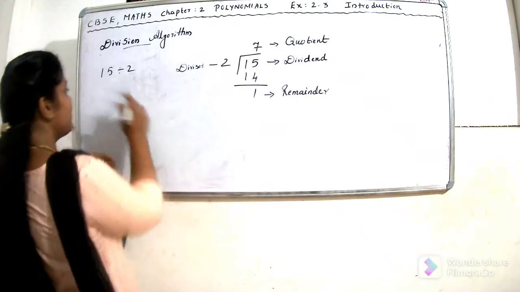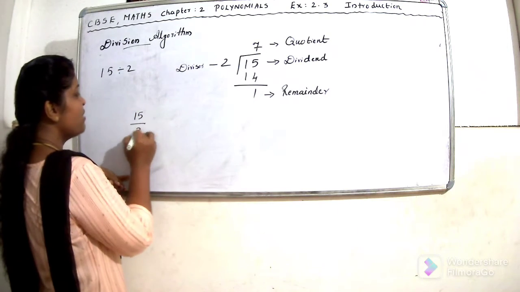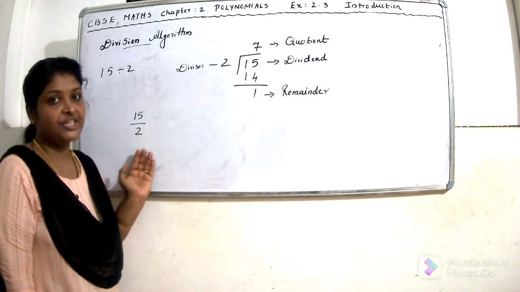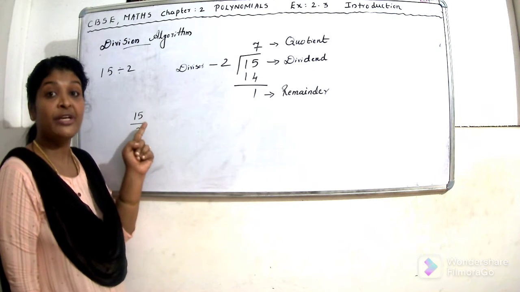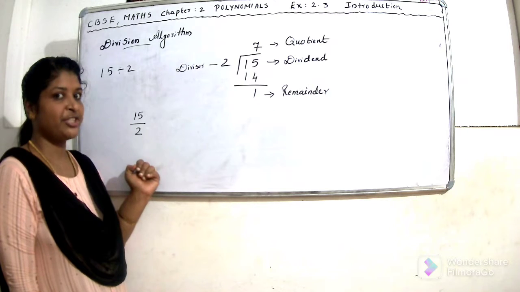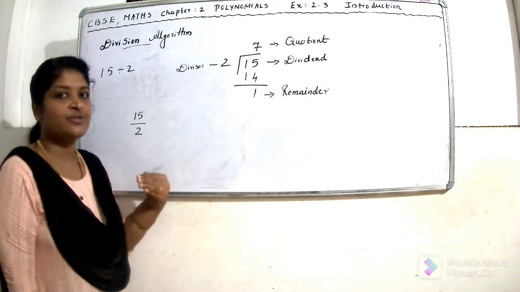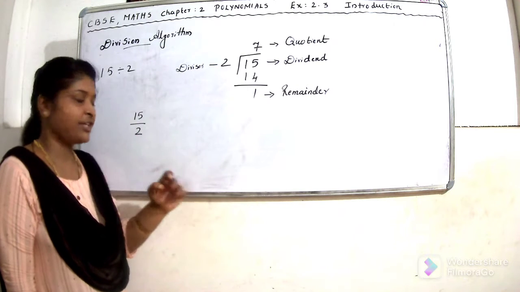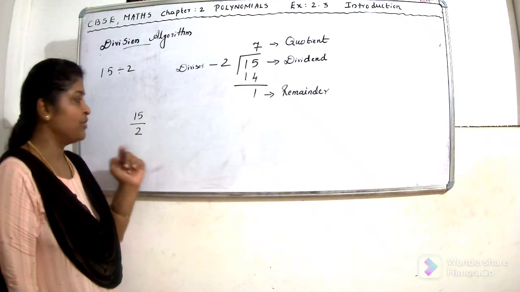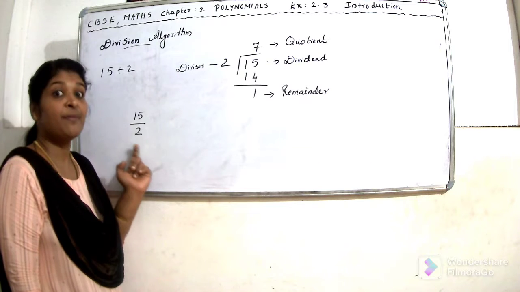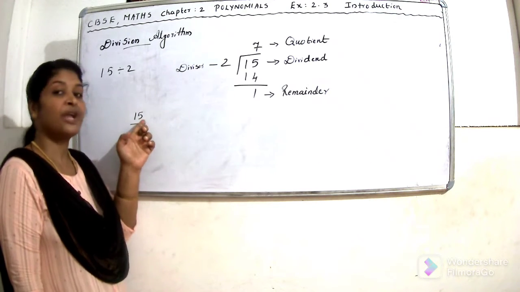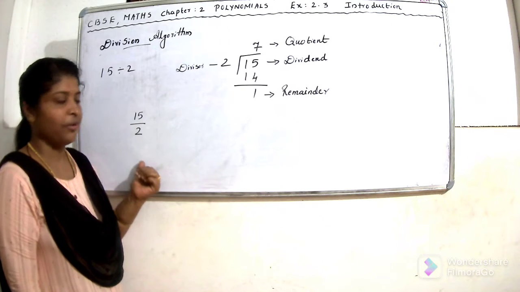Now, if we write this as 15 by 2, we know this is a fraction. Which type of fraction is it when the numerator is bigger? We studied several types of fractions: proper fraction, improper fraction, mixed fraction. This is an improper fraction, because the numerator is bigger than the denominator.